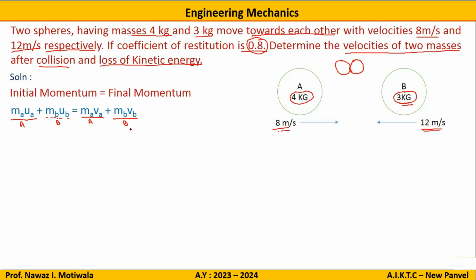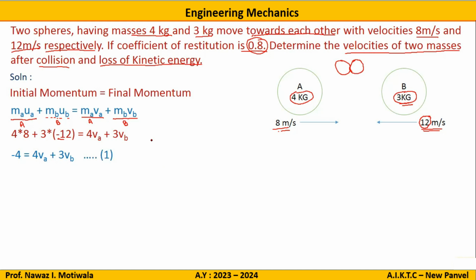So let us substitute whatever we know and we will get one equation as 4 into 8 plus 3 into minus 12. Now why minus 12? Because this 12 is going towards left hand side, hence it will be negative, is equal to 4vA plus 3vB. On solving this further, I will get one equation as minus 4 is equal to 4vA plus 3vB, and let this be equation number 1.